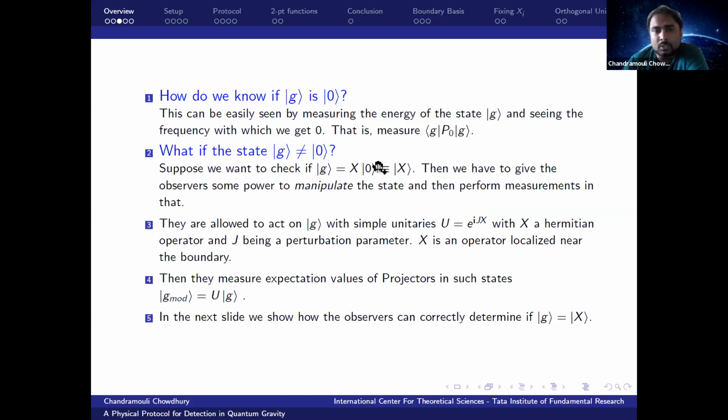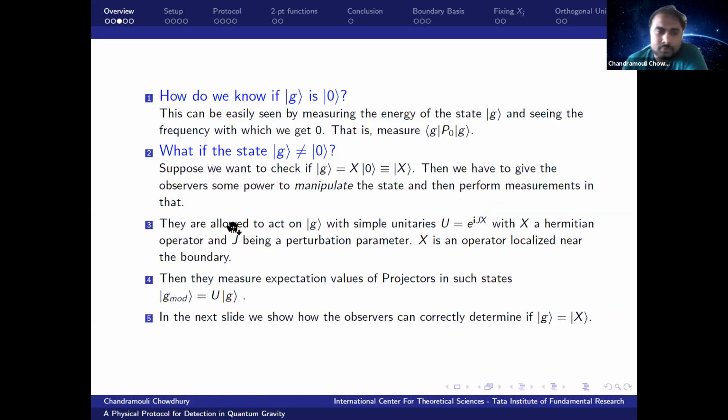Throughout the talk, I'll be using this notation many times, that X acting on 0 will often be denoted as ket X. Now, in case the observers want to check this particular thing, we'll have to give them some more powers. By that I mean, along with measuring the energy of the state, they'll be allowed to make some simple manipulations of the state, and then they're allowed to perform measurements of energy on top of that.